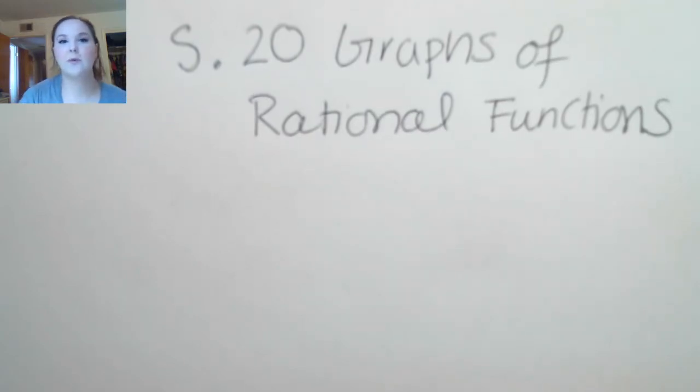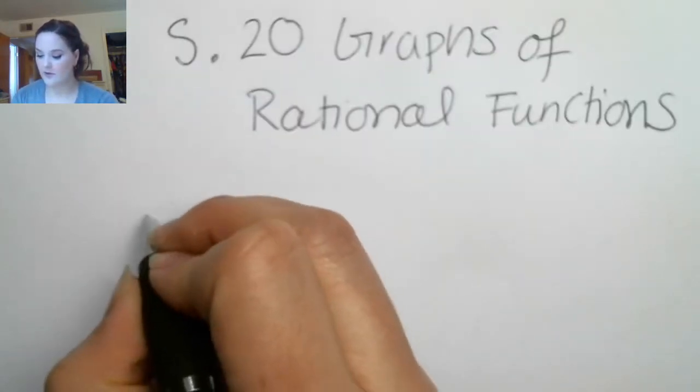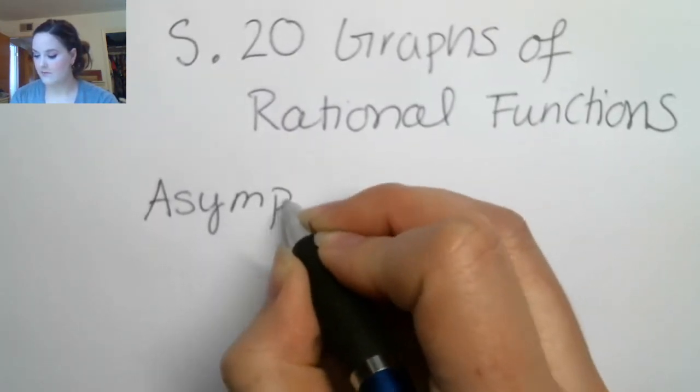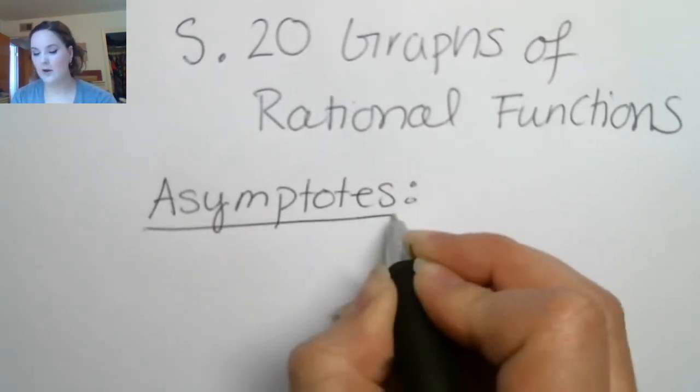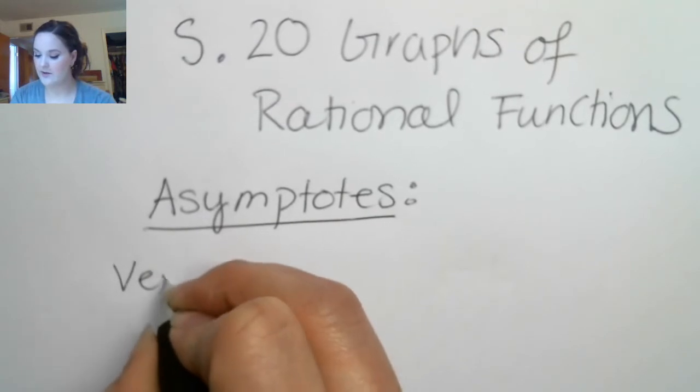Hey everybody, so we're going to talk about graphs of rational functions. Before we actually start graphing, we're going to talk about the tools that we need to graph. So the first one is asymptotes. Okay, and we're going to talk about three different types of asymptotes. The first one is a vertical asymptote.